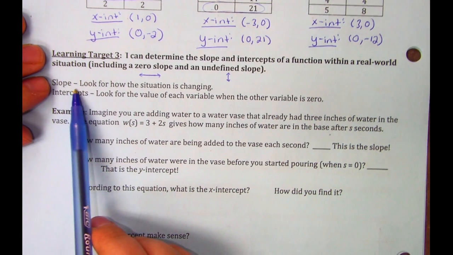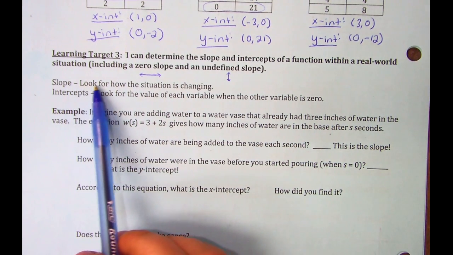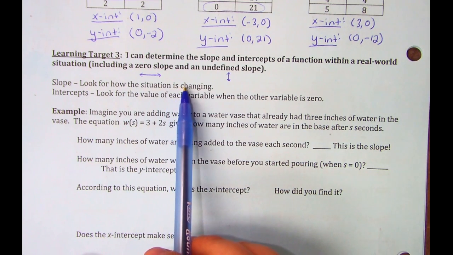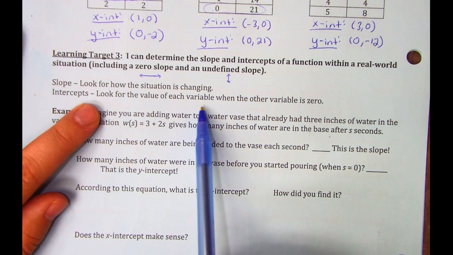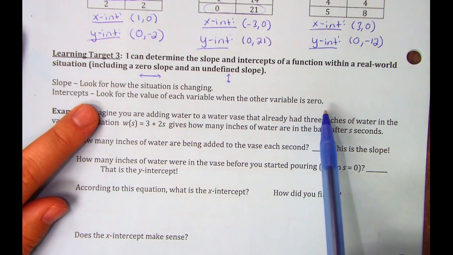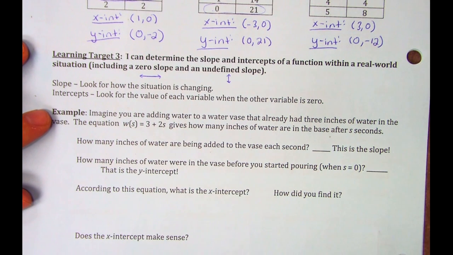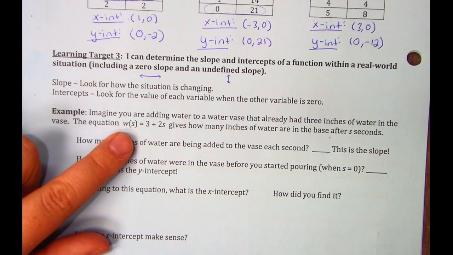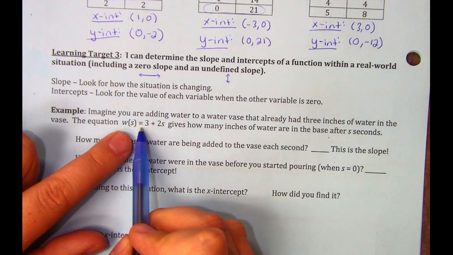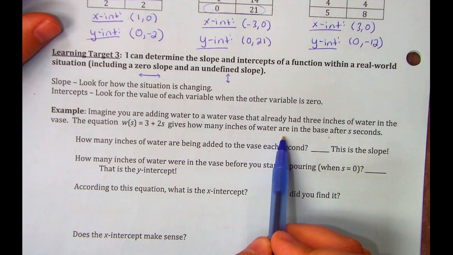So when we're thinking about a slope in terms of a real-world situation, we're looking for how the situation is changing. The intercepts, we're looking for the value of each variable when the other variable is 0. So if you think of this example here, it says imagine you are adding water to a water vase that already had 3 inches of water in the vase. So the equation W of S equals 3 plus 2S gives how many inches of water are in the vase.